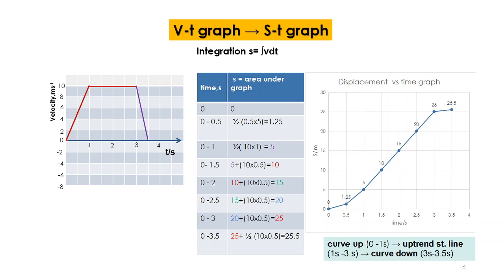Here I would like to highlight the VT to ST curve. For the VT curve with a positive gradient straight line, you will get a curve gradually curving outwards from 0 to 1 second. When the velocity is constant, the ST curve is a positive gradient straight line from 1 to 3 seconds. For velocity with a negative gradient, you can see the curve gradually turning downwards.